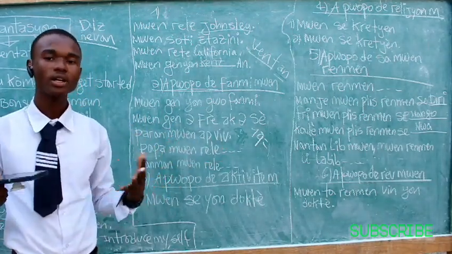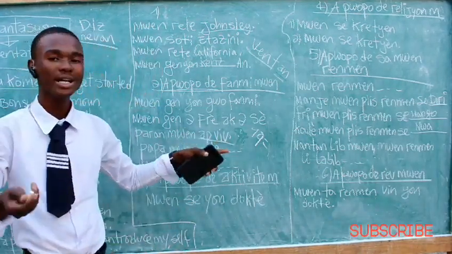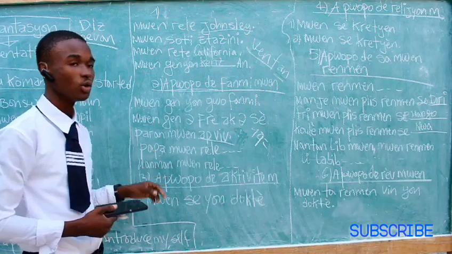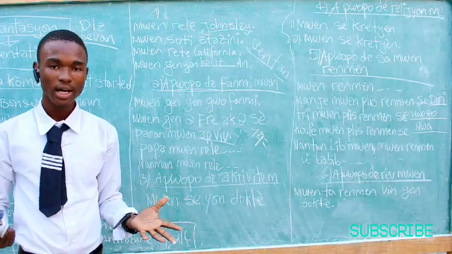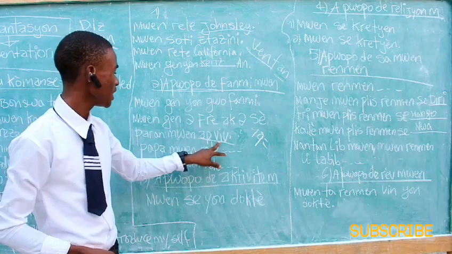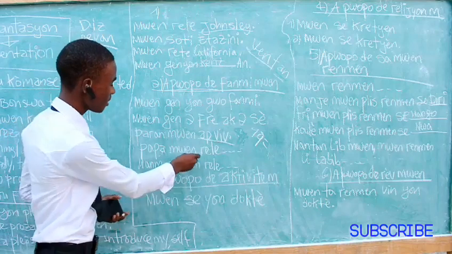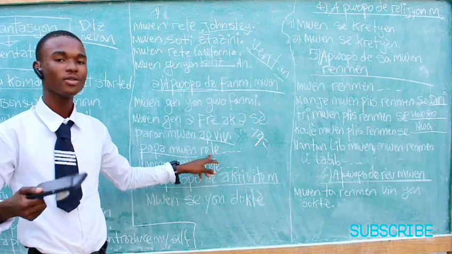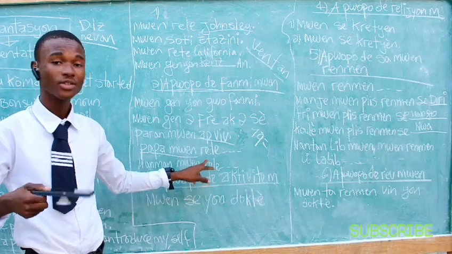My parents are alive. And if your parents are not alive, you can say otherwise. So you're going to give the name of your father and the name of your mother. Papa moi a vive, my parents are alive. Papa moi rele, my father's name is. Mama moi rele, my mother's name is.